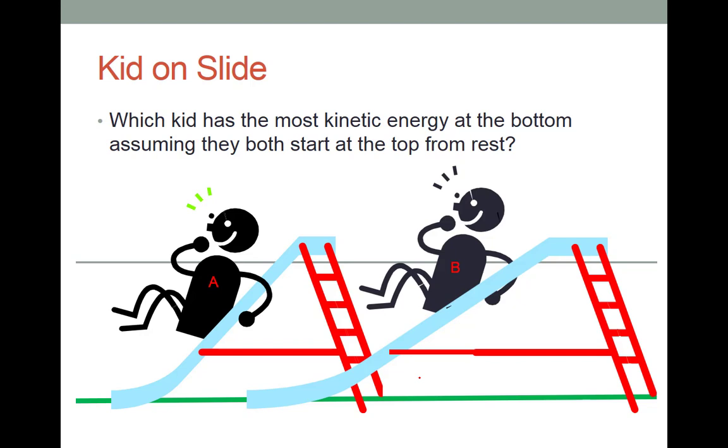So now let's think about this from an energy perspective. Notice the gray line in the background telling us that these slides are at the same height. So whatever GPE kid A has, kid B has the same GPE. So GPE A has to equal GPE B because they're at the same height. Which means, by conservation of energy, that the kinetic energy at the bottom for A has to equal the kinetic energy for B at the bottom. Conservation of energy.